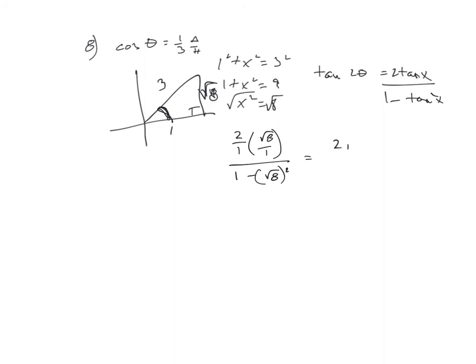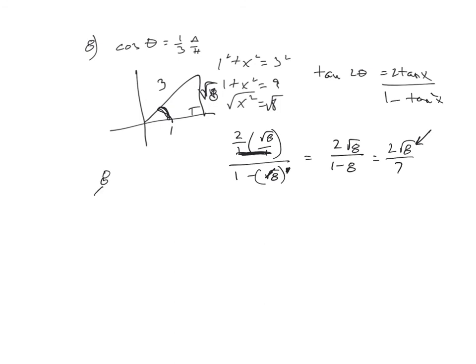So the top is just 2 radical 8. I'm not really sure why I put those over 1s. All right, this is unnecessary. And the bottom is 1 minus 8, because when you square a square root, the square root's gone. So this is going to be 2 times the square root of 8 over 7. So that's the answer. The problem is this needs to be simplified.